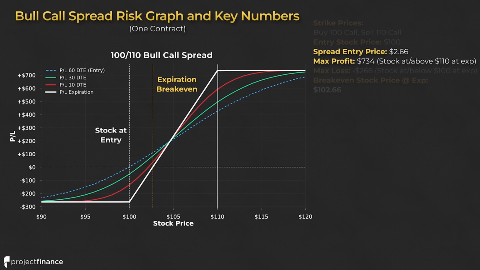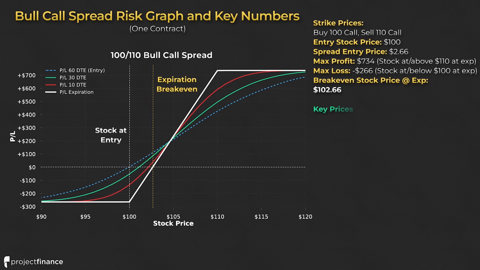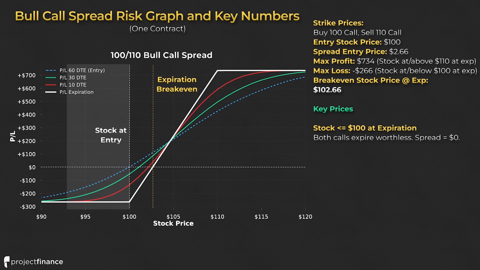And since I paid $266 for the trade to enter it, that means if I made $734, I effectively quadrupled my money. The key prices to understand here is that if the stock price is below the lower strike price of the position, then both calls will expire worthless and the spread will expire with a value of 0, and I will lose the maximum loss potential.